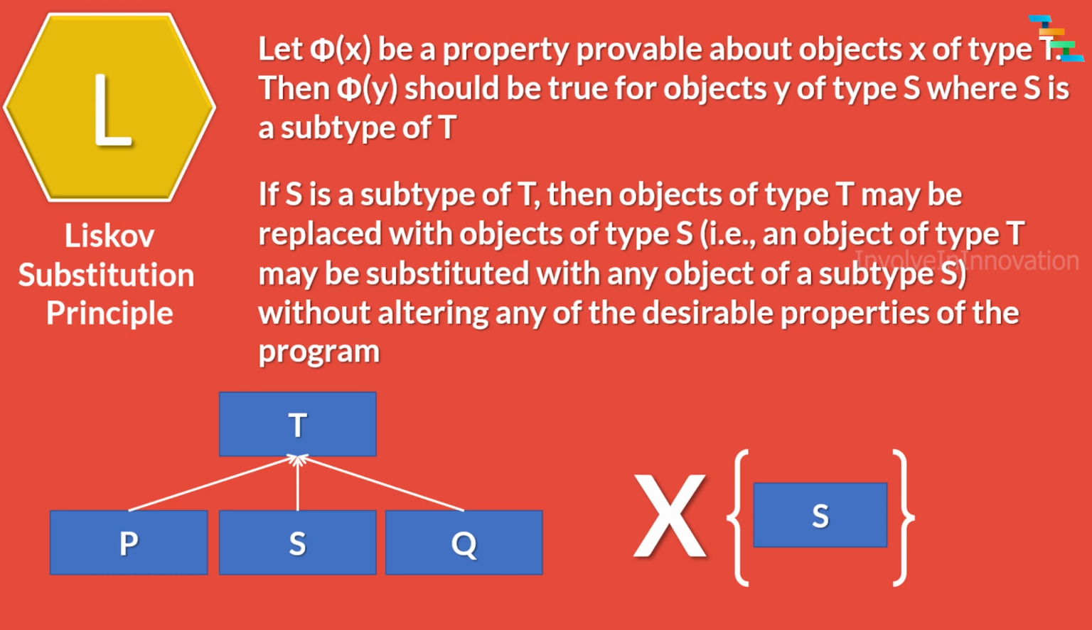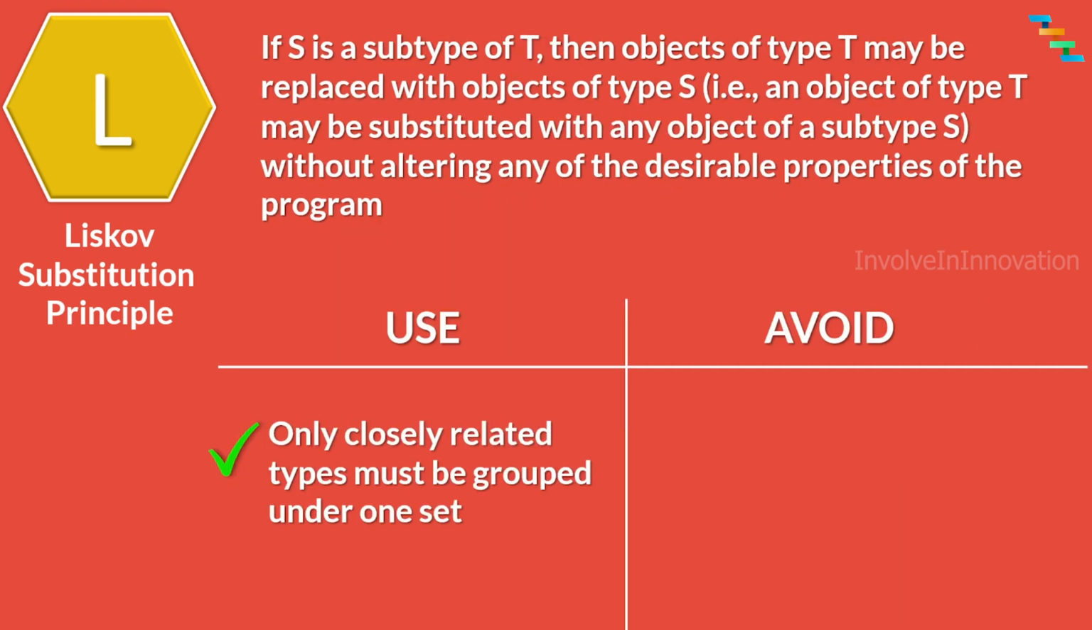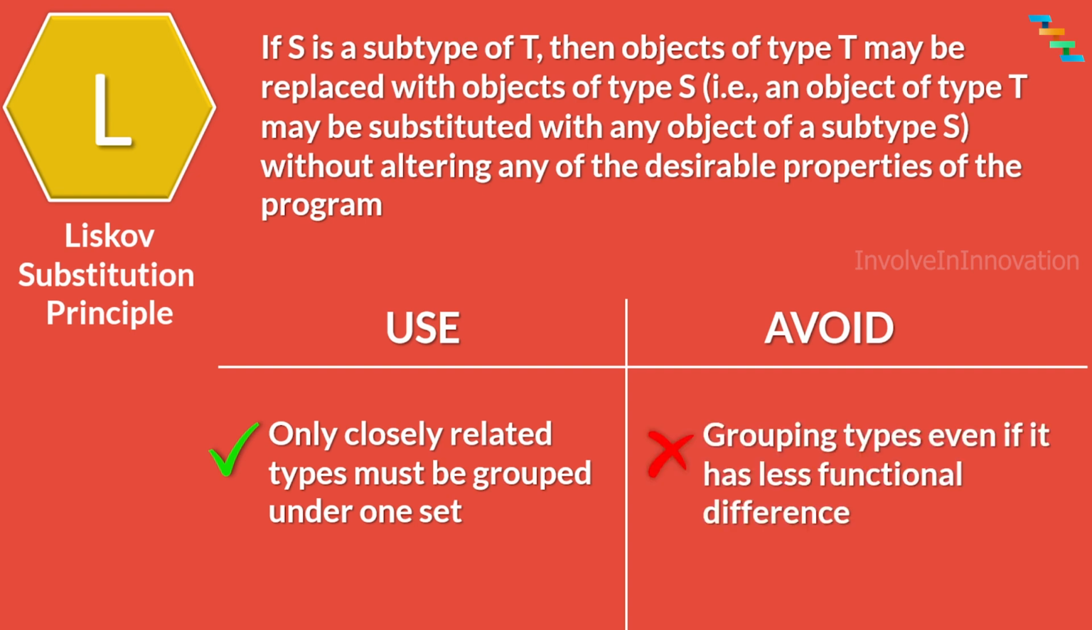With this, what the Liskov principle states is, if X takes S as one of the parameters and utilizes some of the functions of S, then if I replace S with P or Q, the program should work the same way as before. This is what the Liskov principle states. What we need to use and what we need to avoid: only closely related types must be grouped under one set. Even if there is a small functional difference between two different things, they should not be joined under the same thing.